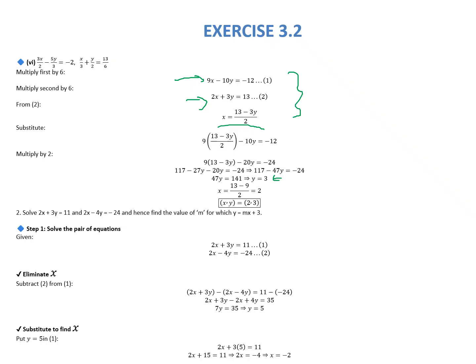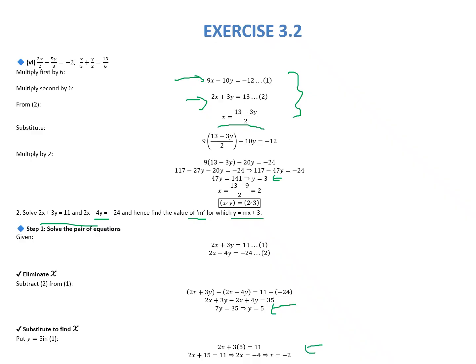Coming to the next question, 2x plus 3y is equal to 11, 2x minus 4y is equal to minus 24. We have to find the value of m, where y is equal to mx plus 3. So first we have to solve for x and y both. Because 2x is common, we'll subtract the second equation from the first. When we do the subtraction, 2x is removed and we have only one variable, whereby 7y is equal to 35. We'll get the value of y as 5. When we substitute this value into the first equation, we'll get the value of x as minus 2.